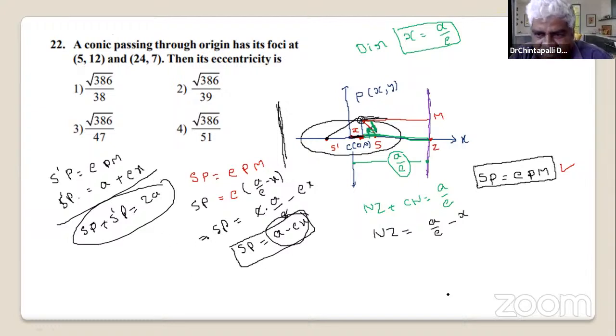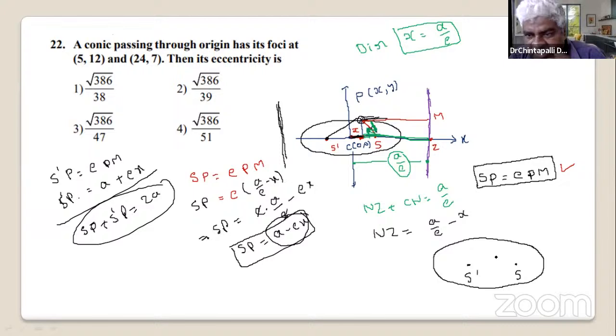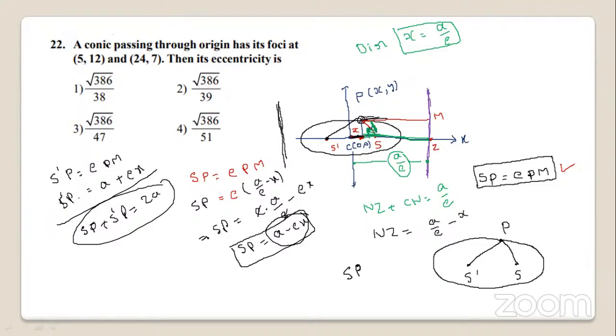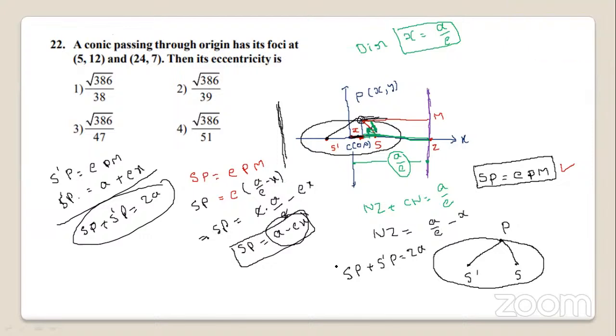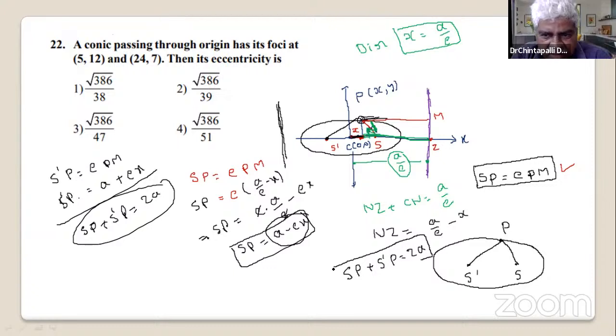The conclusion of this derivation is: if you take any ellipse, and S and S dash are its foci, and P is any point on the ellipse, it can be any point but it must be on this ellipse, then this special formula is SP plus S dash P is equal to 2A. Read once. SP plus S dash P equals 2A. It is a very standard formula in ellipse.